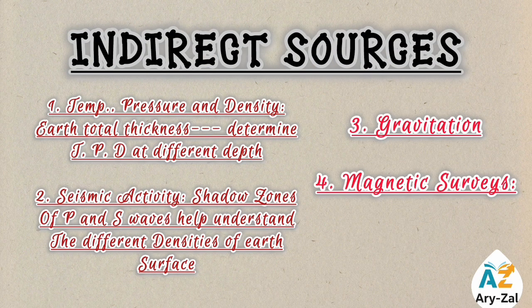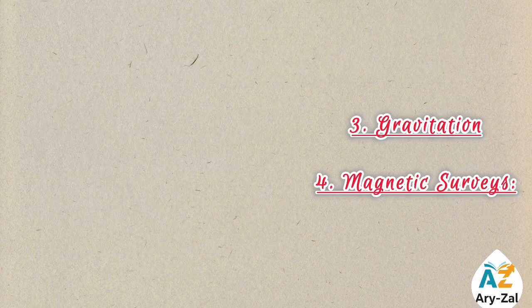Temperature, pressure and density will help us to determine the different depths. Seismic activity: the shadow zones of P and S waves help us understand the different densities of Earth's layers, like S waves don't travel in fluid. Gravitation, greater at the poles and less at the equator. Magnetic surveys, determining the magnetic field.